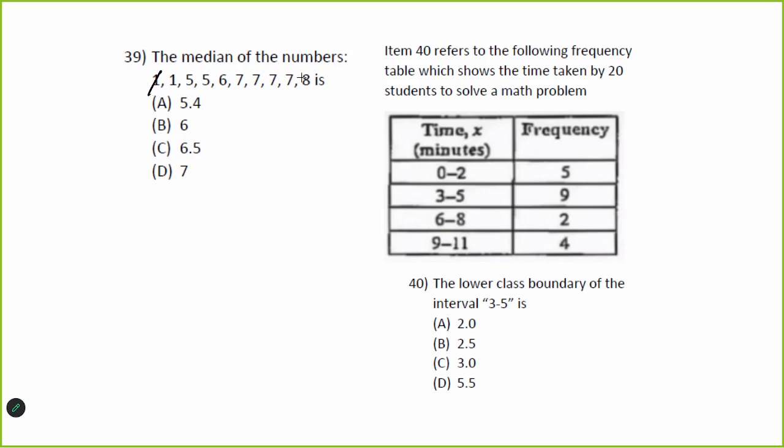Median, this, 6 and 7. 6 plus 7 divided by 2. 6 and 7 is 13 divided by 2. 2 goes into 13, 6.5 times. The lower boundary of 3 to 5 would be 2 plus 3 divided by 2.